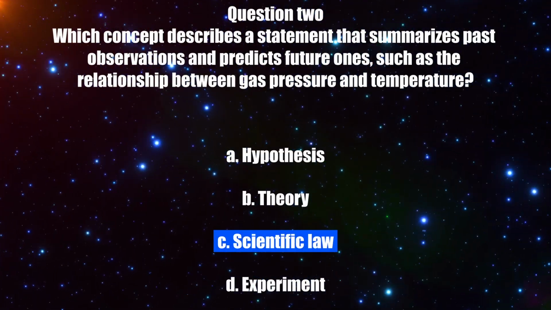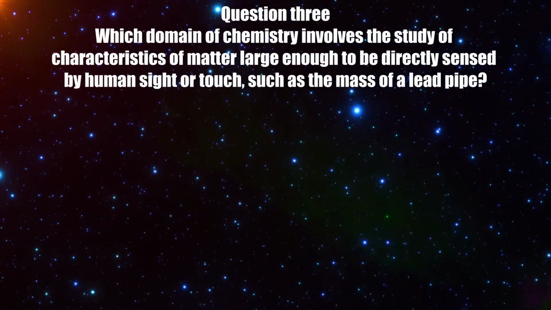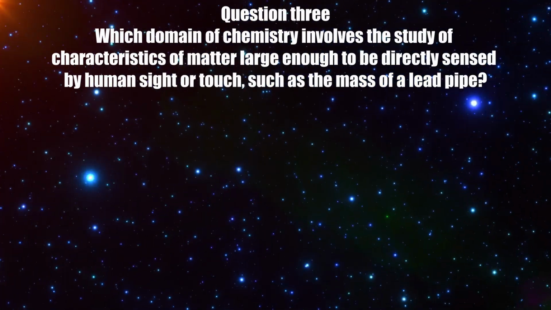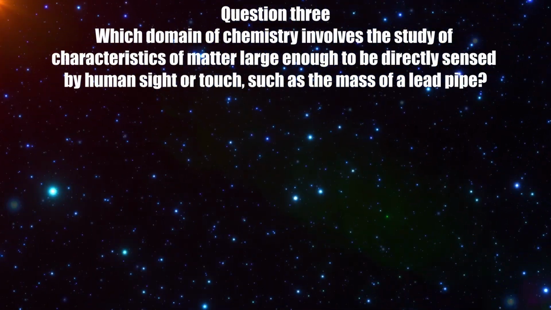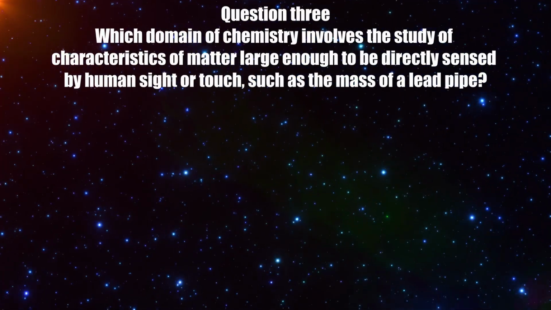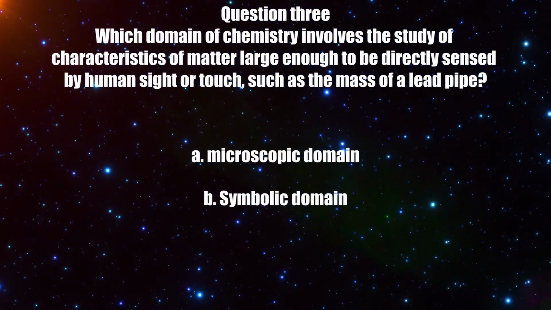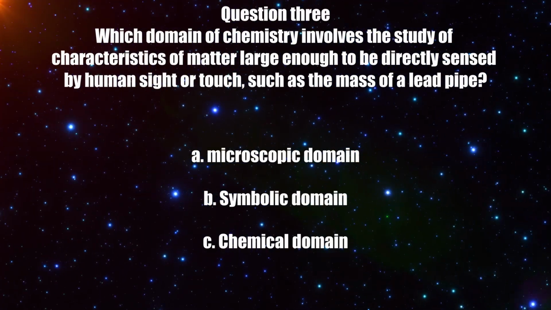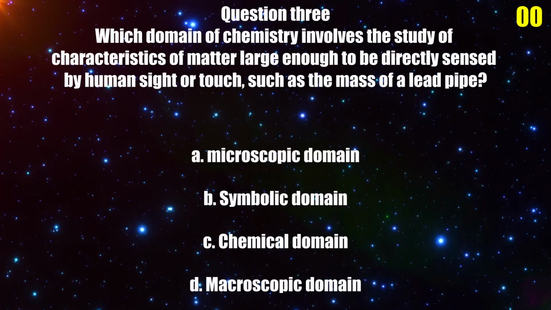The correct answer is C. Scientific law. Question 3. Which domain of chemistry involves the study of characteristics of matter large enough to be directly sensed by human sight or touch, such as the mass of a lead pipe? A. Microscopic domain. B. Symbolic domain. C. Chemical domain. D. Macroscopic domain.